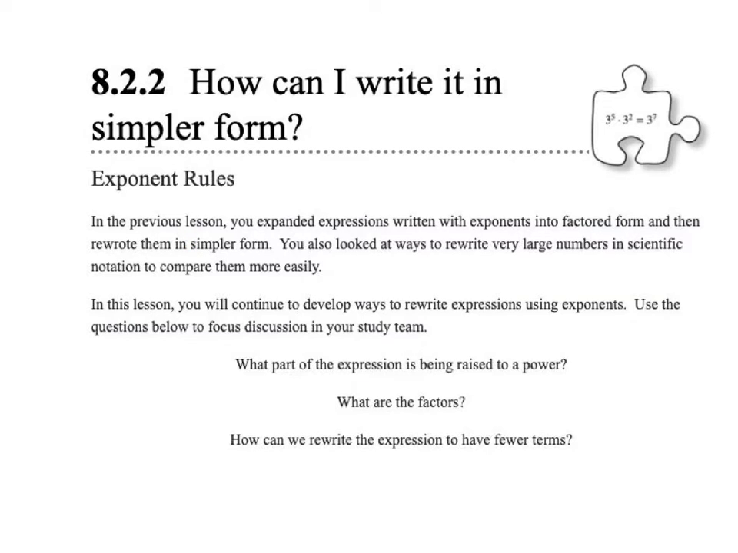We had something like 2 to the third times 2 to the fourth, and we wrote them into factored form. So we said 2 times 2 times 2 for 2 to the third. We had our second one, which was times 2 times 2 times 2 times 2, and then we called that whole thing equal to 2 to the 7th power. And then our second day, we looked at things in scientific notation. In this lesson, we're going to continue on this trail, and look at ways to rewrite expressions using exponents, and we'll use the questions below to help our discussion.